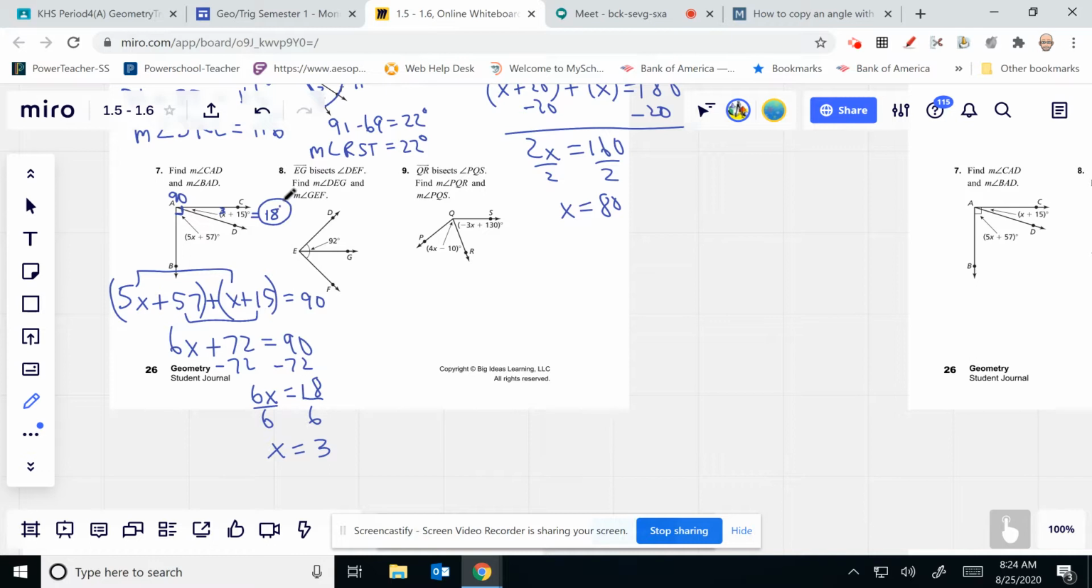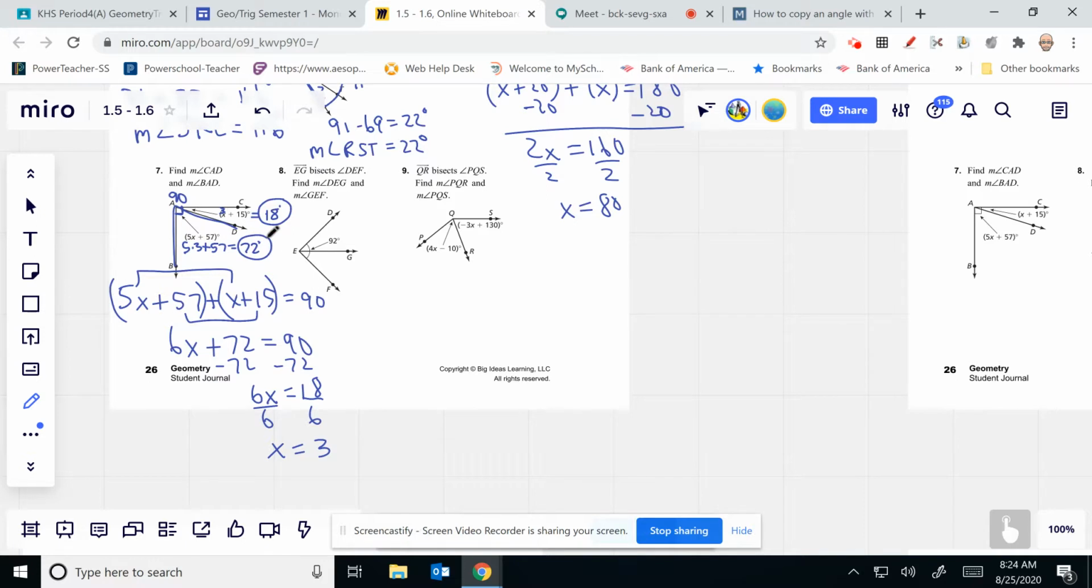And it's also asking for angle BAD. So B to A to D is this bigger angle. So you could put a 3 in here too. 5 times 3 plus 57. You could also subtract 90 minus 18 because we know the two angles together have to add up to 90. Either way, you're going to get 72 degrees for this angle. They both come out the same answer.